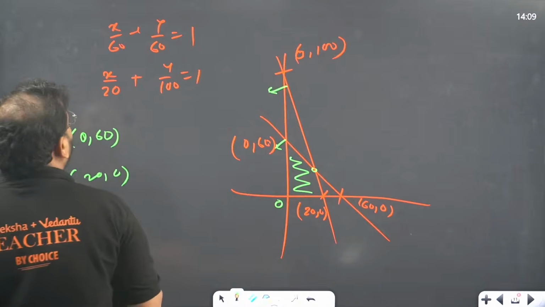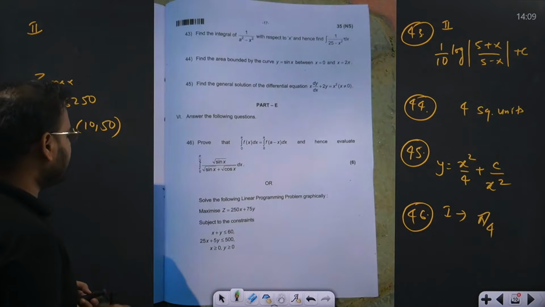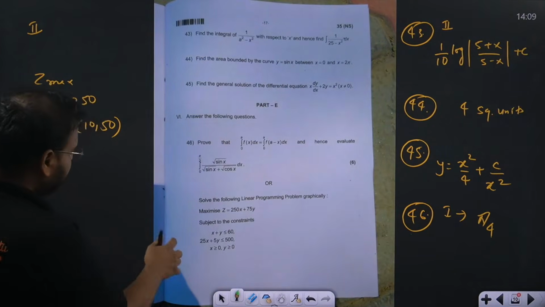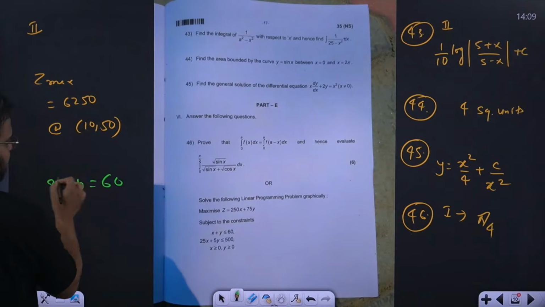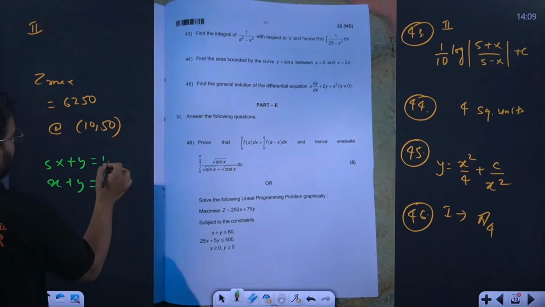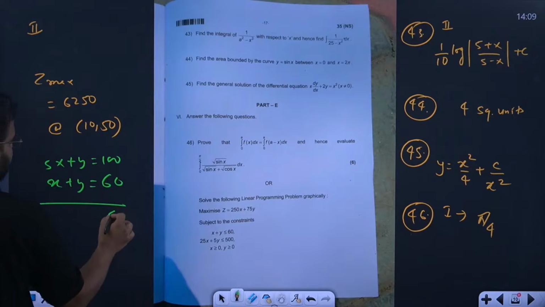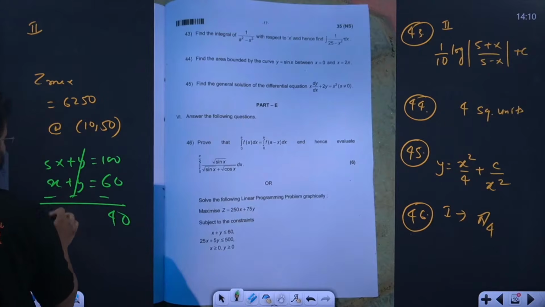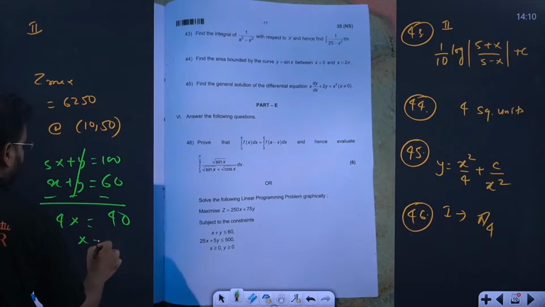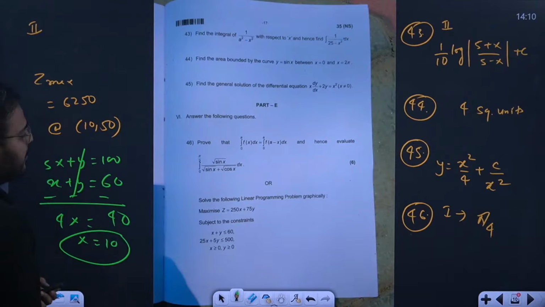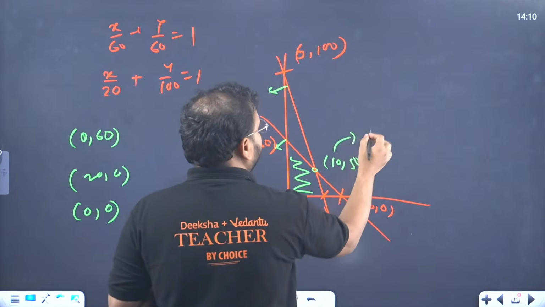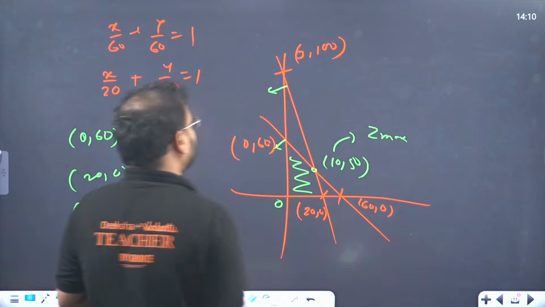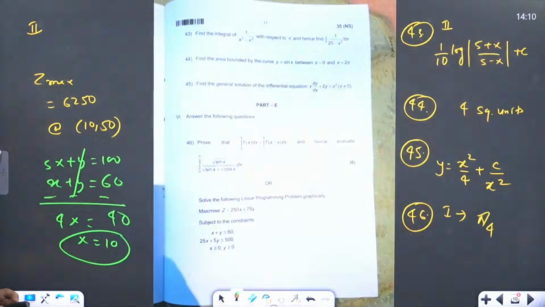See here, we have the equation x plus y equals 60, and if you take 5 common in the other one, it will become 5x plus y equals 100. Subtract them, you get here 4x equals 40, x will become 10. If x is 10, y will be what, beta? 50. This point is (10, 50). This is your Z max. Check the answer. The graph is clear?